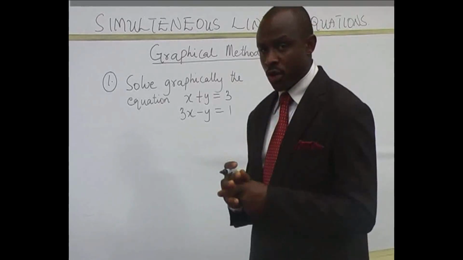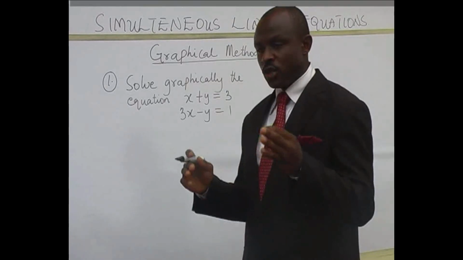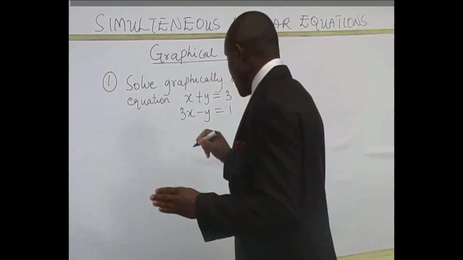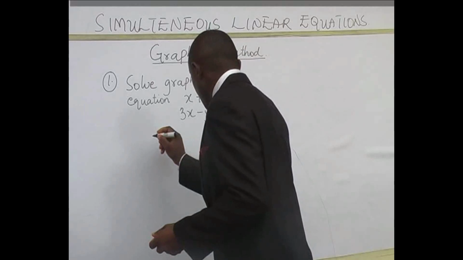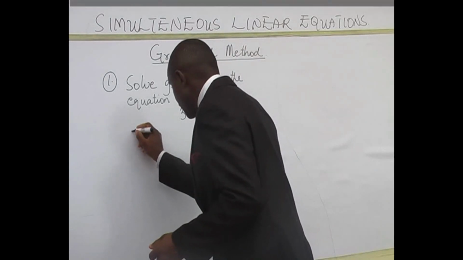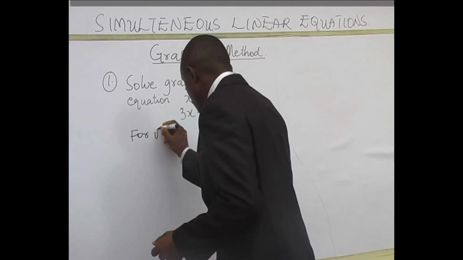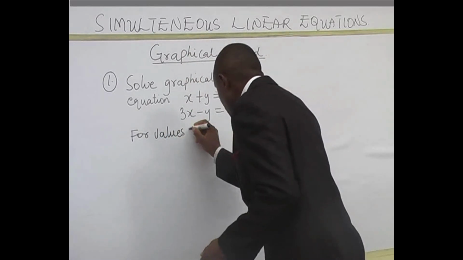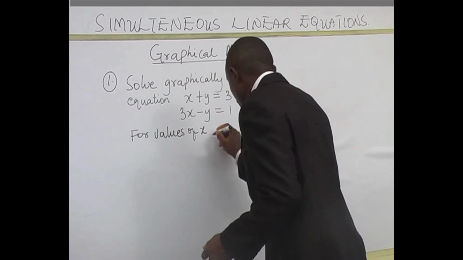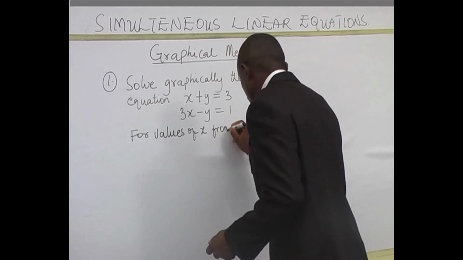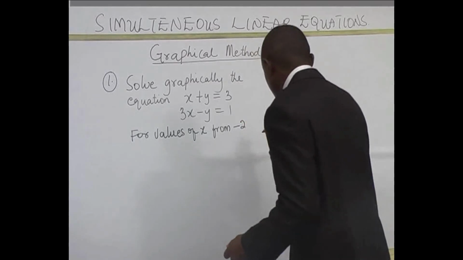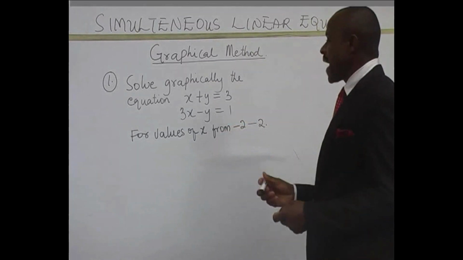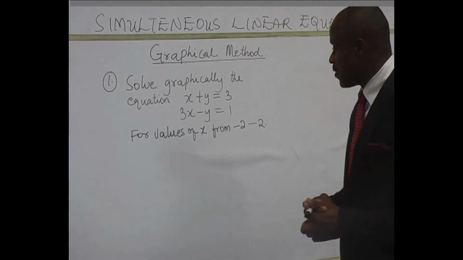First of all, construct the table of values. Let's take values of x from -2 to 2. So this is going to guide us in constructing our table of values now.